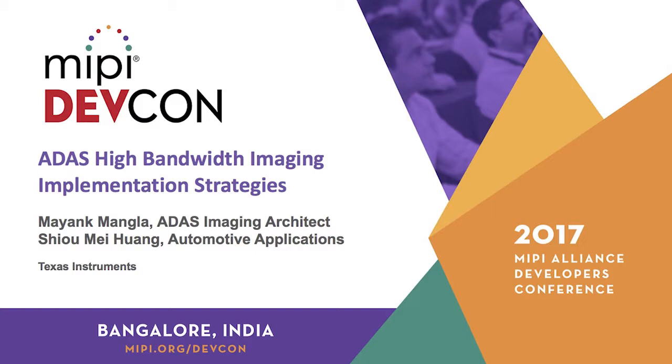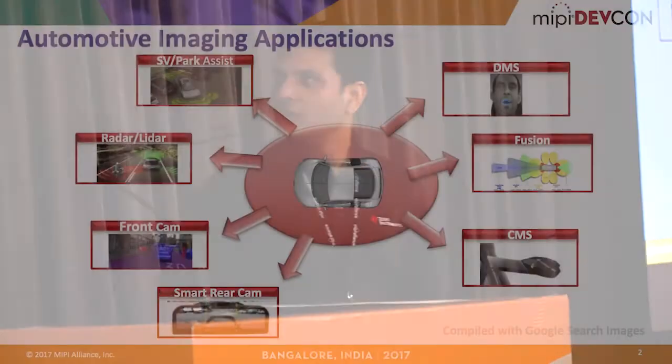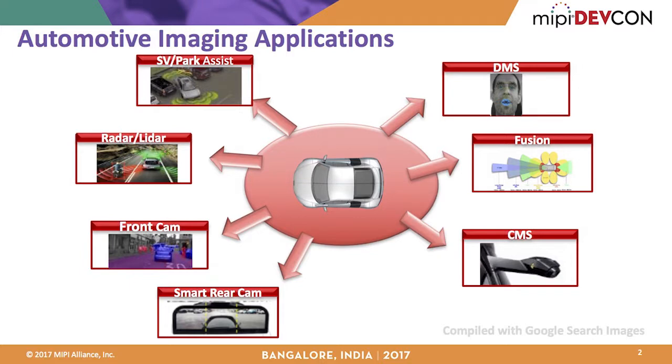So we'll see some of the challenges which we face in ADAS imaging and how we use MIPI CSI2 to solve those challenges. Some of the applications range from very basic applications to some of the very advanced, high bandwidth demanding applications. All of you must have used a rear camera in your cars, which is becoming almost a standard feature in most cars. It's kind of mandatory in all US cars starting 2018.